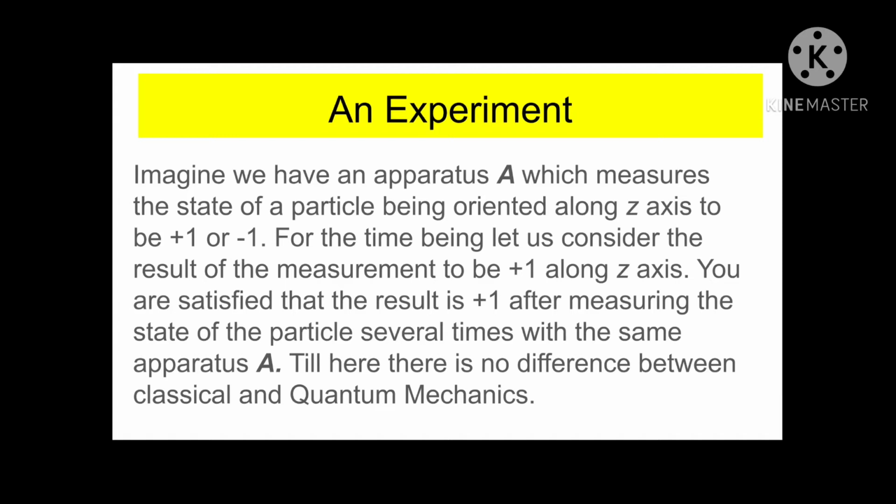And you are satisfied that the result for the particle is +1 after measuring the state of the particle several times with the same apparatus A. Now let me tell you about the apparatus A. It's an apparatus which interacts with the spin of the particle and shows a number on its surface which is either +1 or -1. And up to here we couldn't see any difference between classical and quantum mechanics. So we'll discover that in the next section of the video.